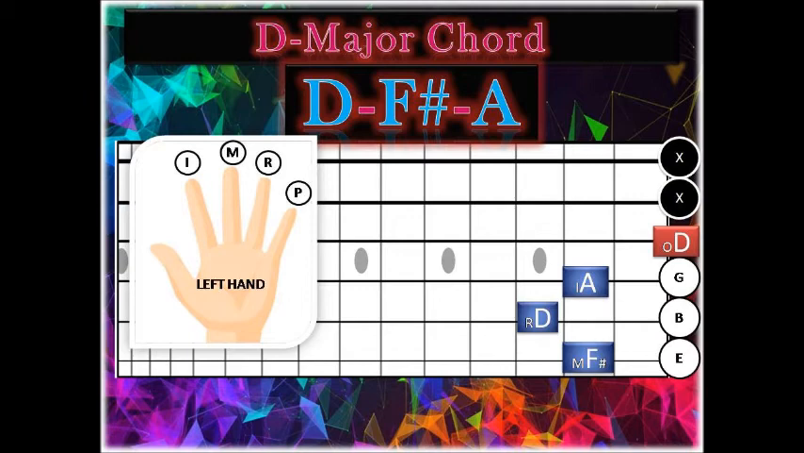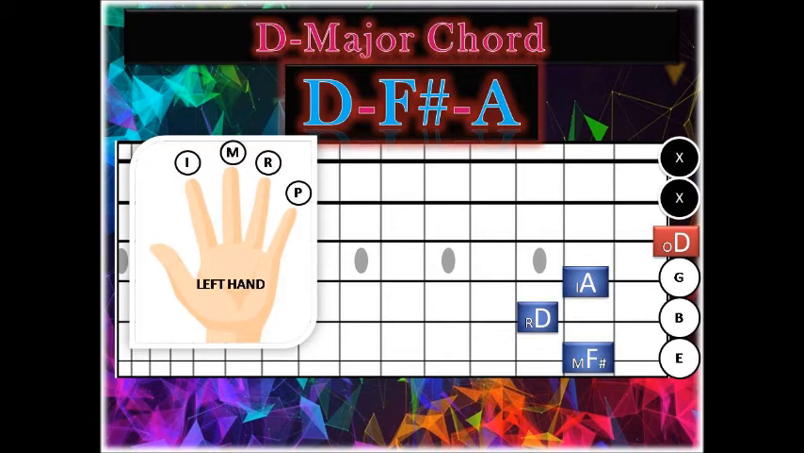So strings 6 and 5 are muted. The 4th string is played open. The 3rd string is played on the 2nd fret with the index finger, and the note is A. The 2nd string is played on the 3rd fret with the ring finger, and the note is D. And the note F sharp is played on the 2nd fret on the 1st string with the middle finger.